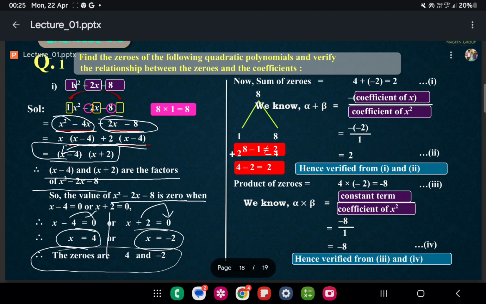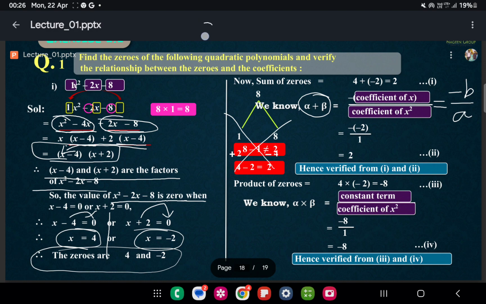Then next we take the formula and find the sum of the zeros. The sum means alpha plus beta. What I am marking, you just see that only; other than that nothing you need to remember. These are not necessary. Alpha plus beta is equals to minus of the coefficient of x divided by the coefficient of x square, that is minus b divided by a.